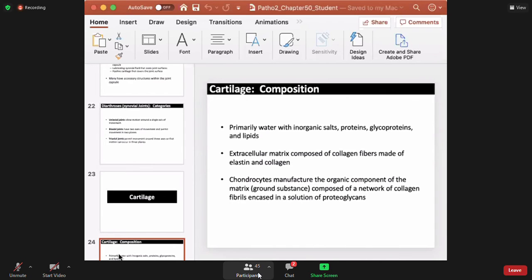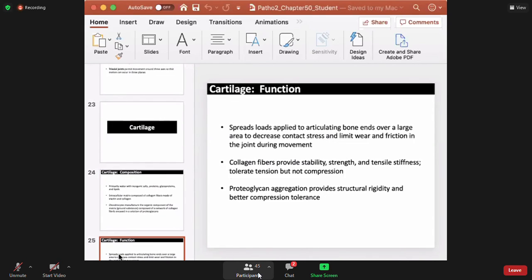Now, cartilage in itself is composed primarily of water, and its matrix has a lot of collagen. And that collagen and elastin, and even those proteoglycans that make up the cartilage itself, are really important to spread the load that's applied to the actual joint.